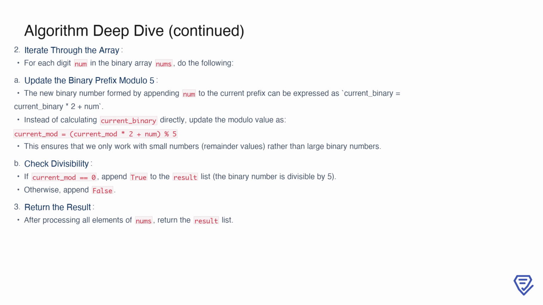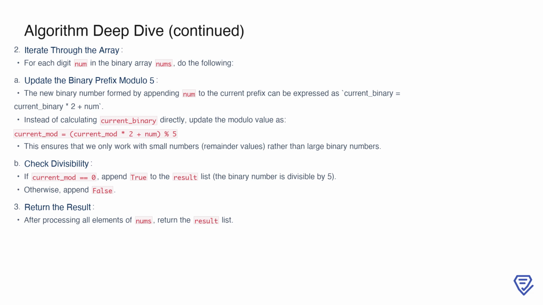For a given digit, we update the modulo 5 value of the current binary prefix. The binary number formed by appending a new digit can be expressed as current_binary equals current_binary * 2 + number. Instead of directly calculating the entire binary number, we update the modulo value as current_mod equals (current_mod * 2 + number) % 5. This keeps our computations efficient by only working with the remainder, rather than large binary numbers.